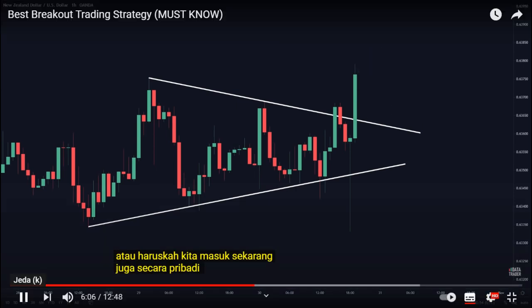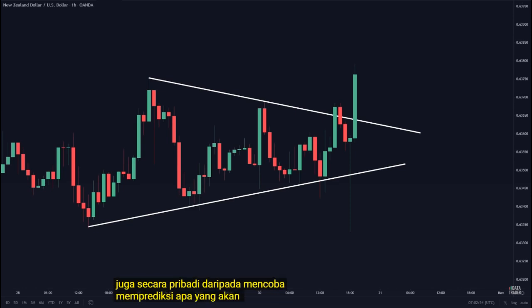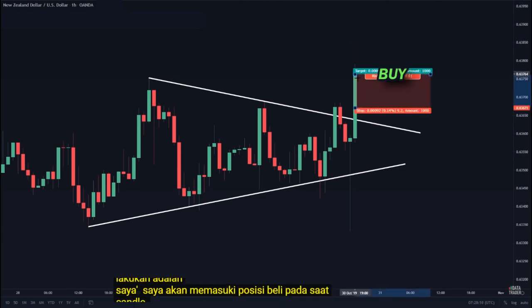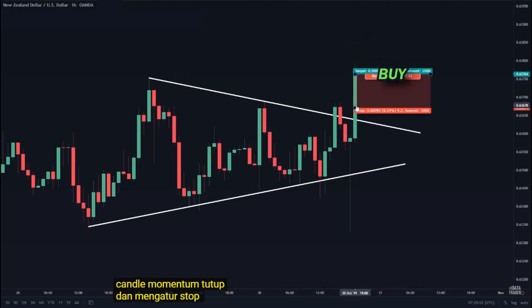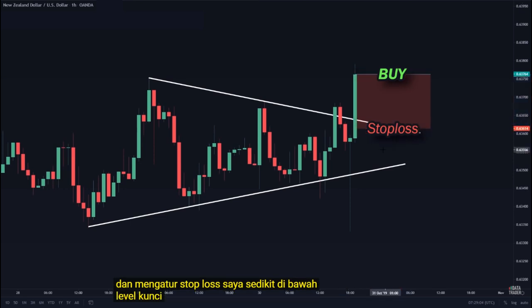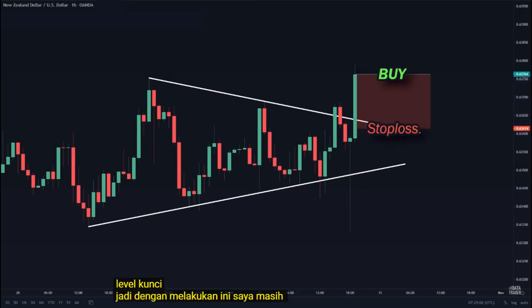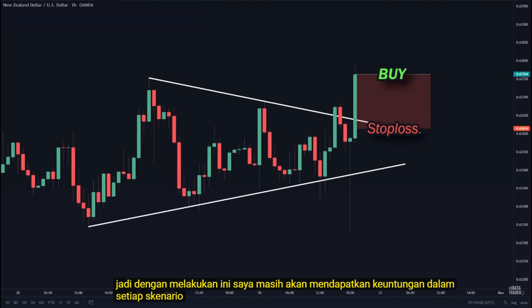Well, personally, instead of trying to predict what will happen next, what I like to do is position myself so that I'll always have the edge no matter what happens. And so what I'll do is, I'll enter a buy position at the momentum candle's close and set my stop loss slightly below the key level. So by doing this, I'll still benefit in every scenario.